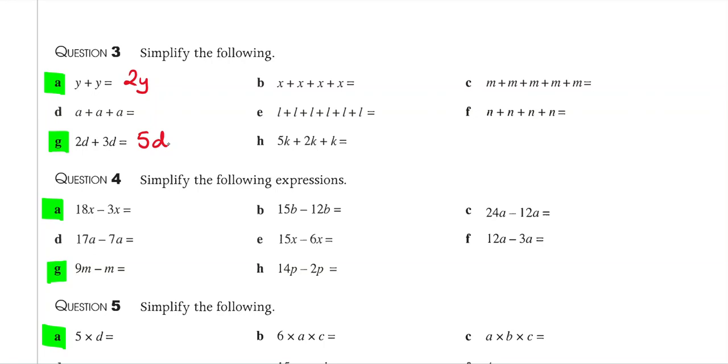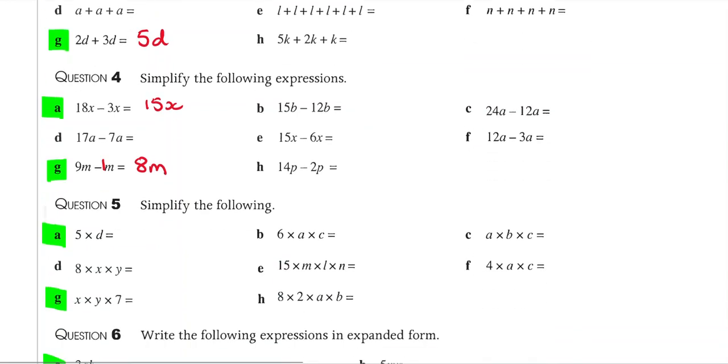Okay? There's lots and lots of these ones. So this one is still the same thing, but we're subtracting this time. As long as they have the same letters, I subtract the numbers out the front. So 18 x's take away 3 x's. 18 take away 3 is 15 x's. Or 9m take away m. If there's no number there, it's a 1. So 9 take away 1 is 8 m's.